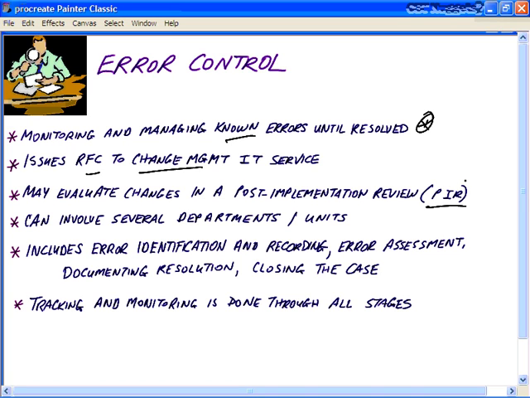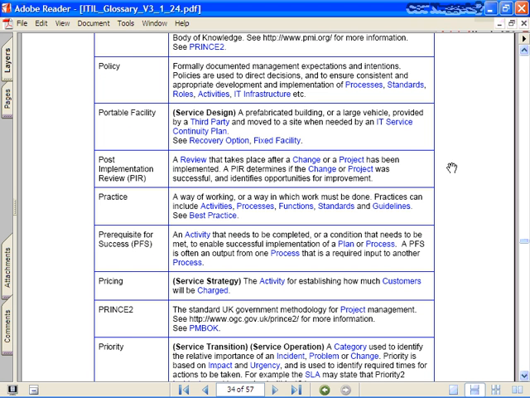Now you might be wondering, what in the heck is a PIR? Well, let me give you a good example of how to find out what a PIR is. Remember the trusty ITIL version 3 glossary. Remember, guys and gals, let's always go to the source. Here's the PIR, the post-implementation review, a review that takes place after a change or, in some cases, a project has been implemented. The PIR is going to determine if the change, in our case, was successful, and it'll identify opportunities for improving the process. Again, that's going to occur during that error control phase.